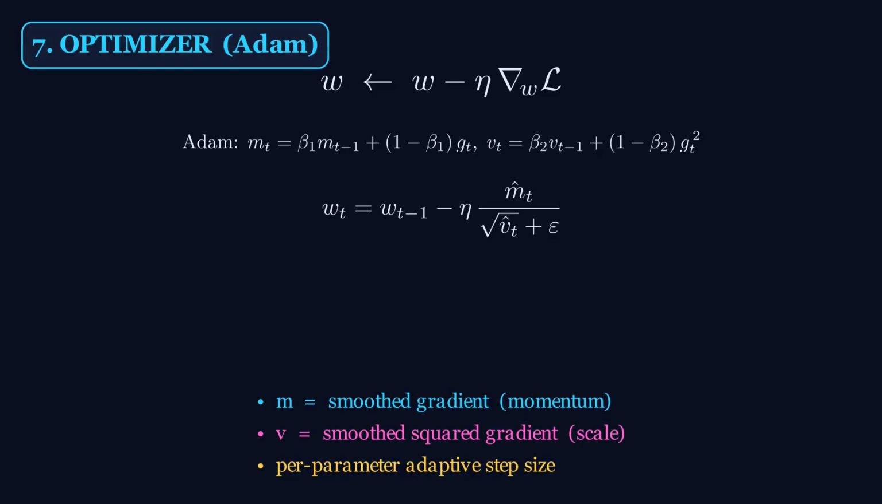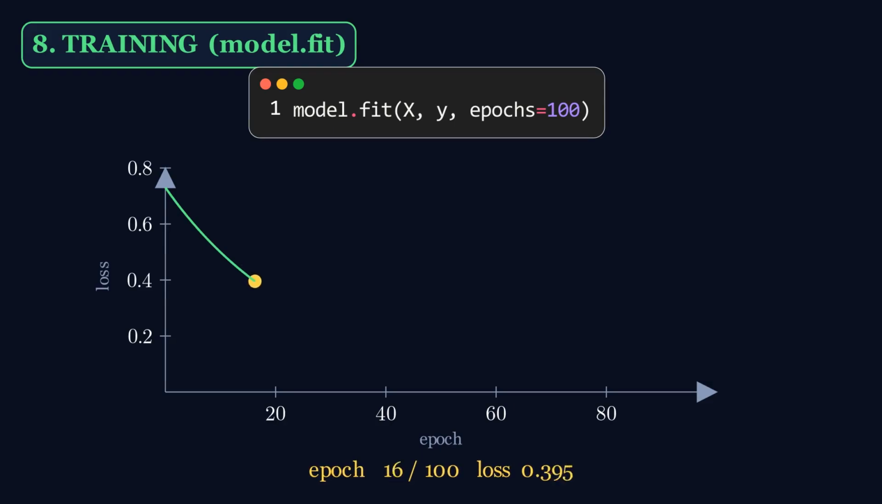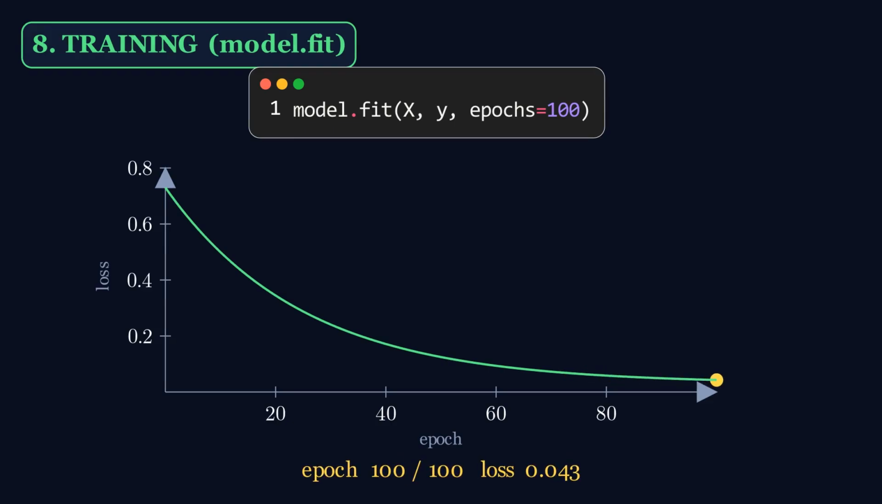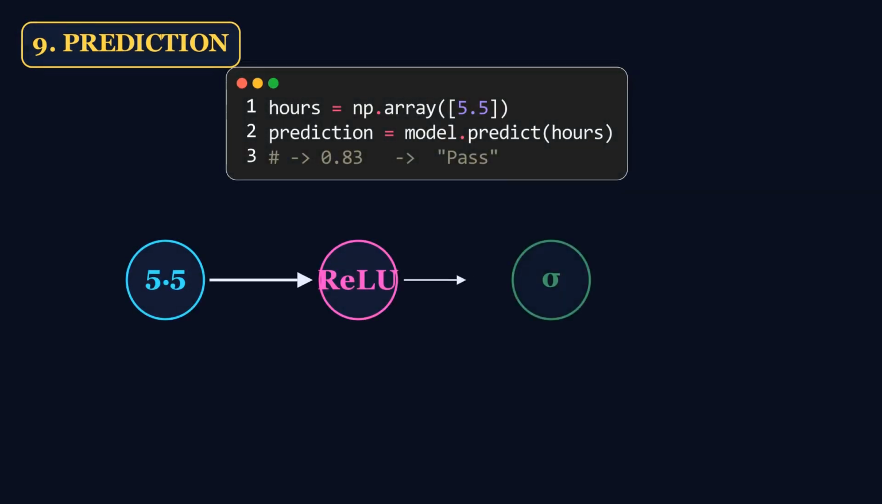We fit the model for 100 epochs. Each epoch sees all 6 examples, computes the loss, and updates the weights. Now we predict for 2.5 hours and 7 hours. The model should output low probability for the first and high for the second.